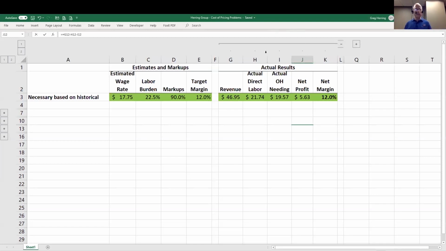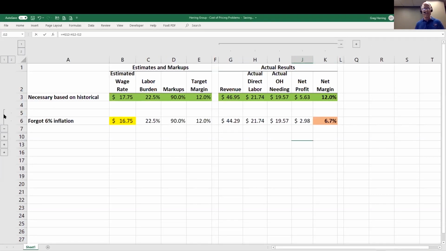Now, let's say that you forgot about inflation. So Patrick, if you go down to line 7 and click on that plus. Let's say we forgot to factor in inflation for next year's proposals. So instead we used our current wage rate of $16.75. Labor burden's the same, markup's the same, and our target net margin's the same. We just messed up on the wage rate. So the actual results then, we're going to price that hour of labor at $44.29 instead of $46.95.